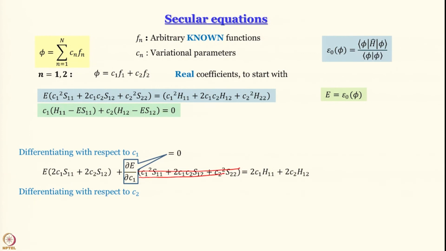So, now I have on the left hand side E multiplied by 2 C1 S11 plus 2 C2 S12, equal to 2 C1 H11 plus 2 C2 H12. I can collect the terms in C1, can't I? Let us do that. So, we can write E multiplied by 2 C1 S12 plus 2 C2 S22 is the same thing, plus this is equal to 0. Sorry, what am I doing? I think I have got the animation wrong, sorry about that.